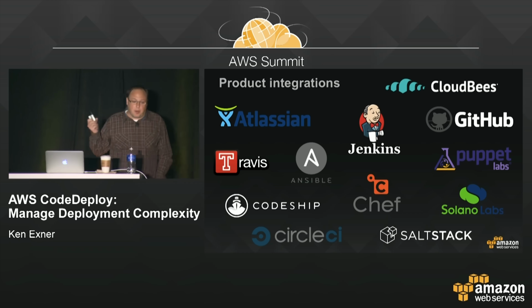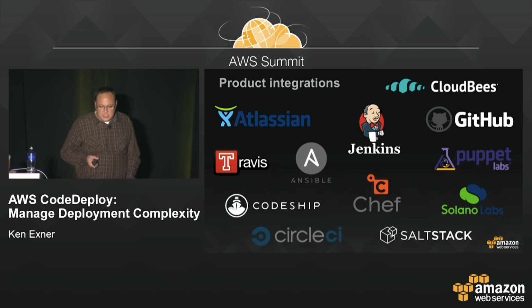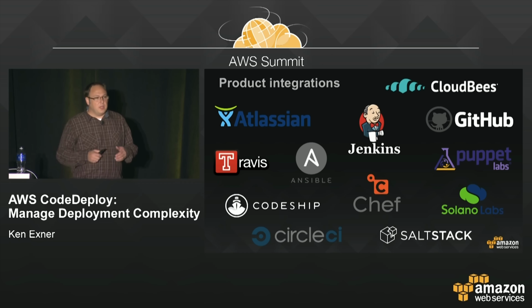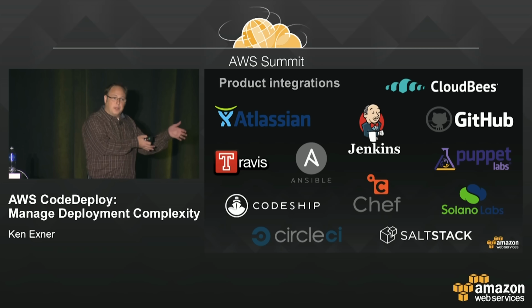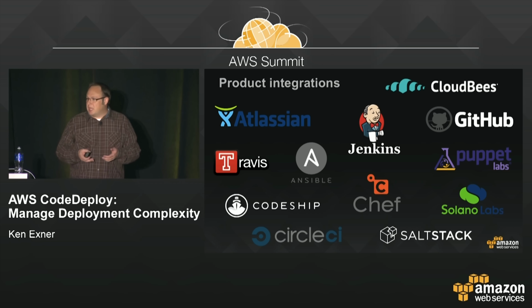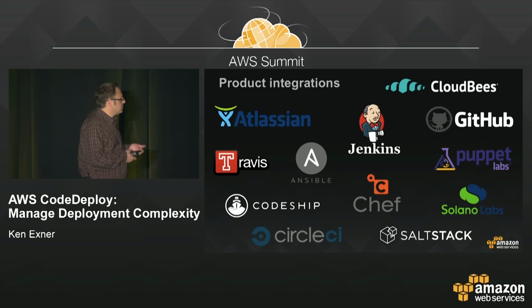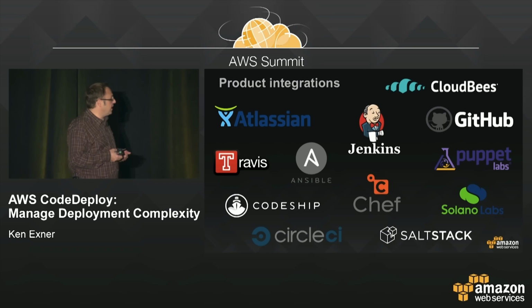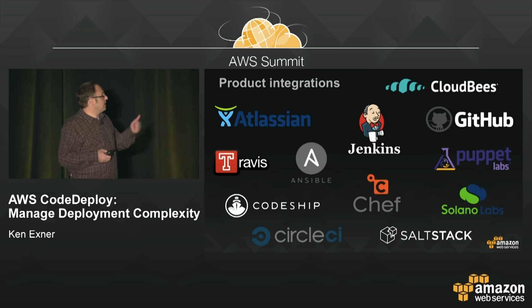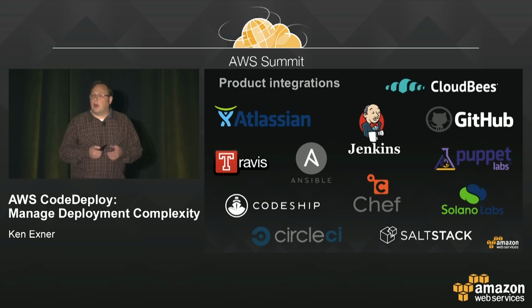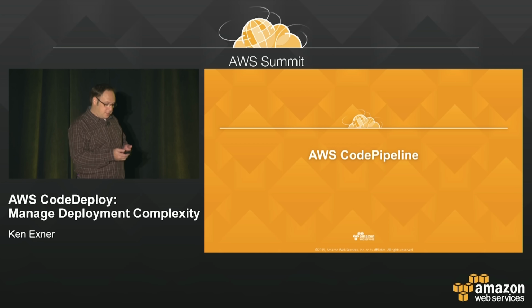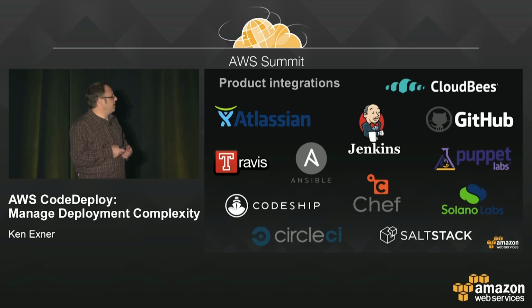So GitHub is one partner. We also have a number of other partners. I mentioned some of these earlier. GitHub works if you're going from source code to a deployment, but oftentimes you need to have a build step in between or testing steps. And if you need those, you can use Travis, you can use CodeShip, you can use Circle CI, Solano, Atlassian, their Bamboo product. All these companies have provided integrations with CodeDeploy that allow you to automatically kick off a deployment.